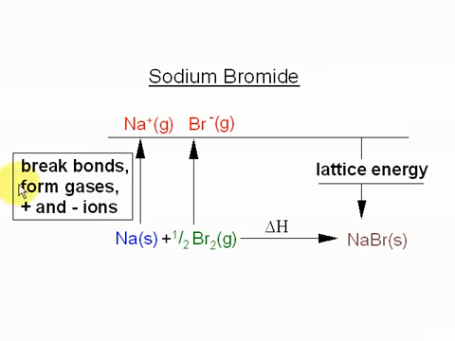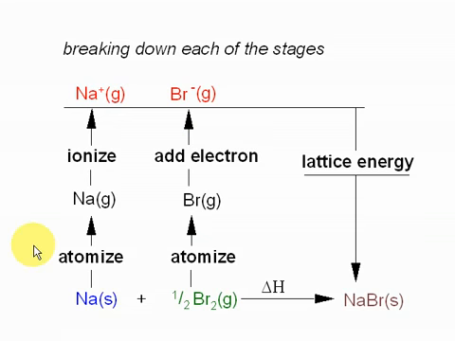Breaking down each of these stages, we first of all say that to go from sodium in the solid state to the gas state requires atomizing sodium, breaking all the bonds in the metallic structure. To then go from the sodium gas to the sodium positive ion requires ionization. That's stripping an electron from each of the atoms. In terms of bromine, we're going to atomize to break the covalent bonds to form bromine, and then we're going to add an electron to each of the atoms to form the bromide ion.